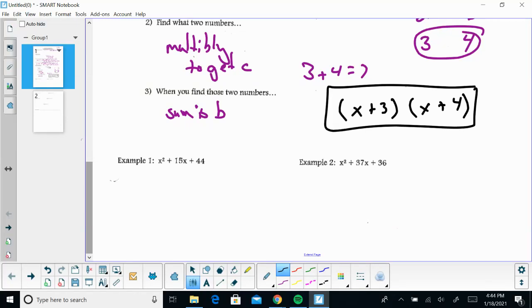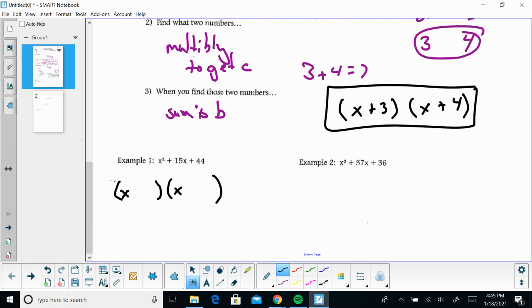Okay, so let's see if we can practice and work on doing the same thing. So what I've got here is a trinomial, and I'm going to factor it. I'm going to start by giving myself two parentheses. We know we have an x to start with because we have x squared. And now I need two numbers that multiply to get me 44, but add to get me 15.